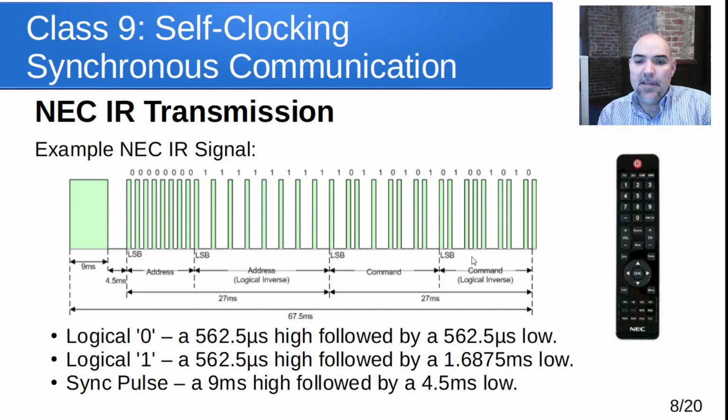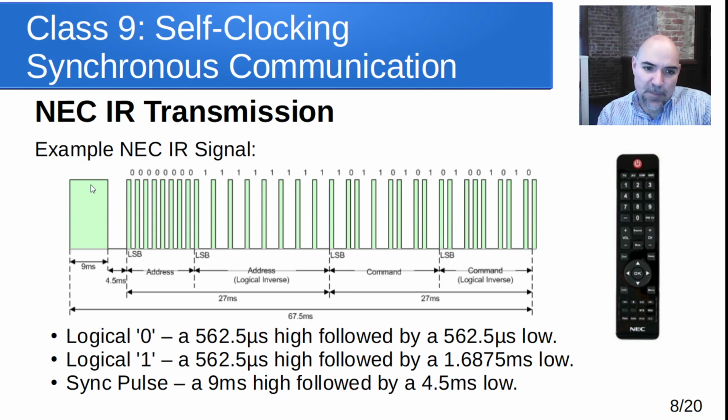So when you press a button, it sends its address, and then the command is generally which button you pressed. And so there's the command and the logical inverse of the command. If this and that, the inverse of those match, and the inverse of this and that match, in other words, you XOR them and you get all ones. But anyway, if this checks out as being correct, then the television turns on or changes the channel or does whatever command for what button you pressed was.